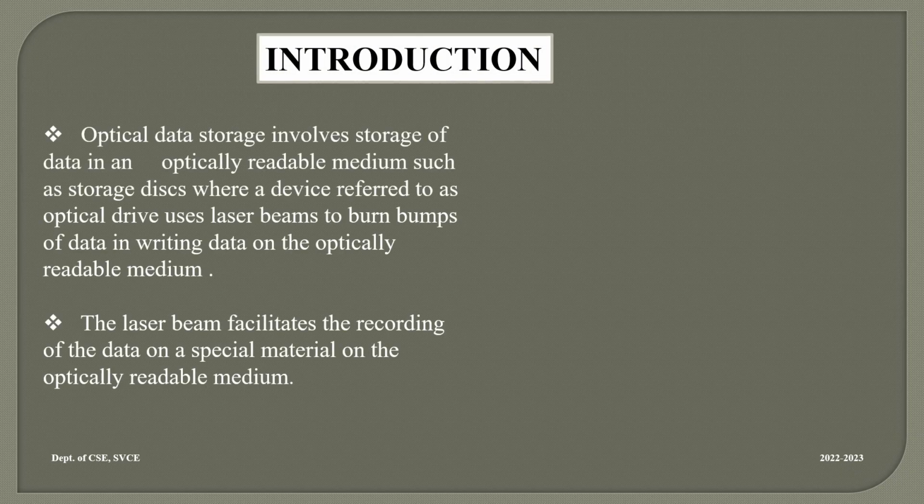Now, let us see the introduction part. Optical data storage involves storage of data in an optically readable medium such as a storage disk, where the device referred to as an optical drive uses laser beams to burn bumps of data in writing data on the optically readable medium. The laser beam facilitates the recording of data on a special material on the optically readable medium.